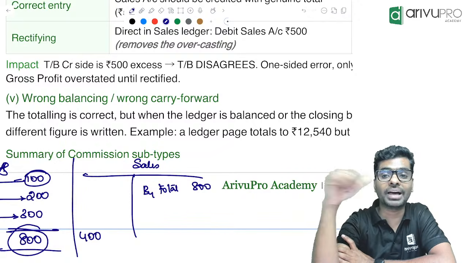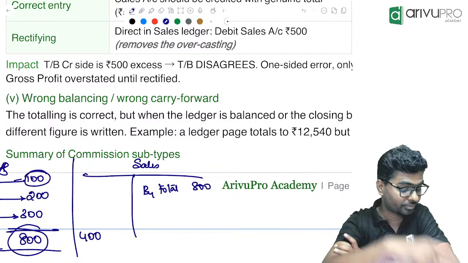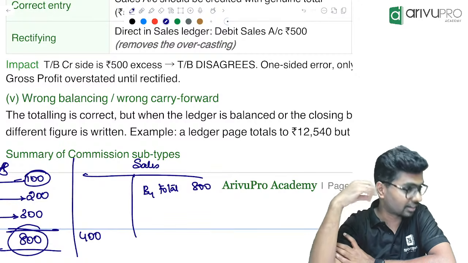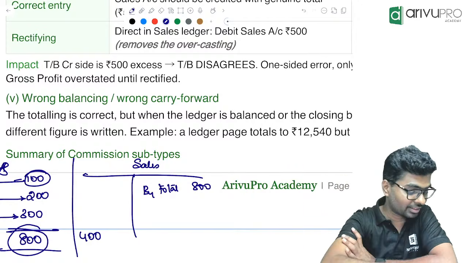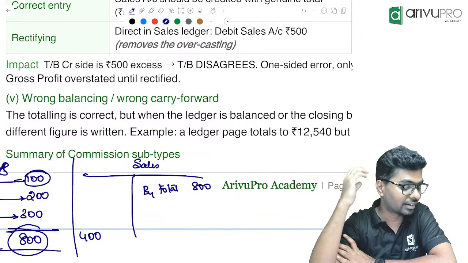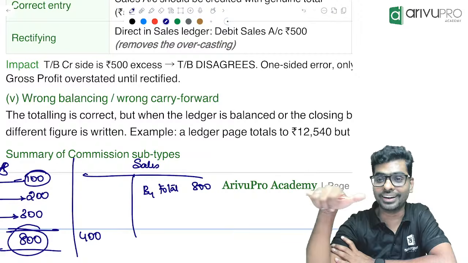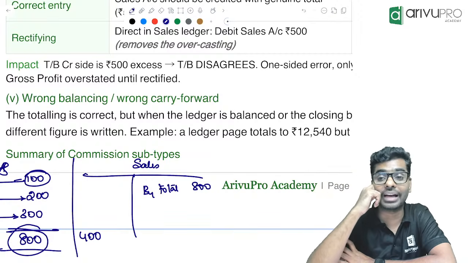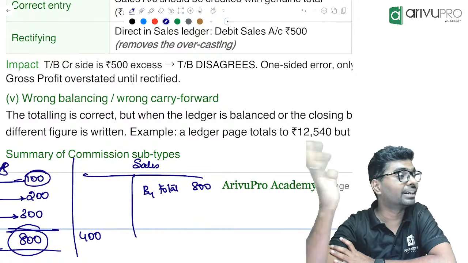If my closing balance is on the credit side, what balance do we say it is? If I am writing my closing balance on the credit side, what balance are we talking of? The debit balance. I wrote it as credit. Something which should have been debit, I am writing on the credit.